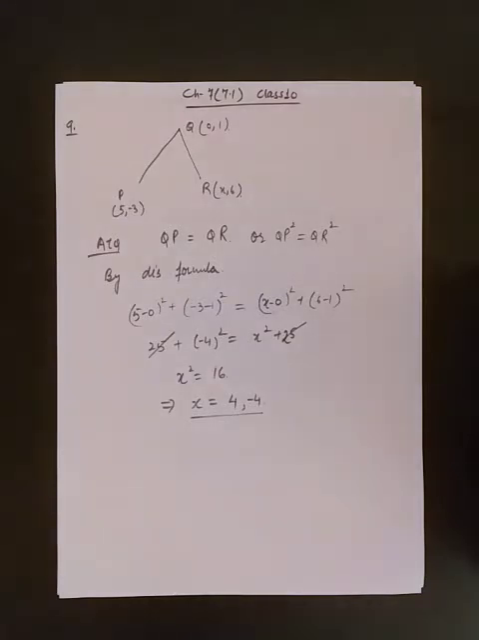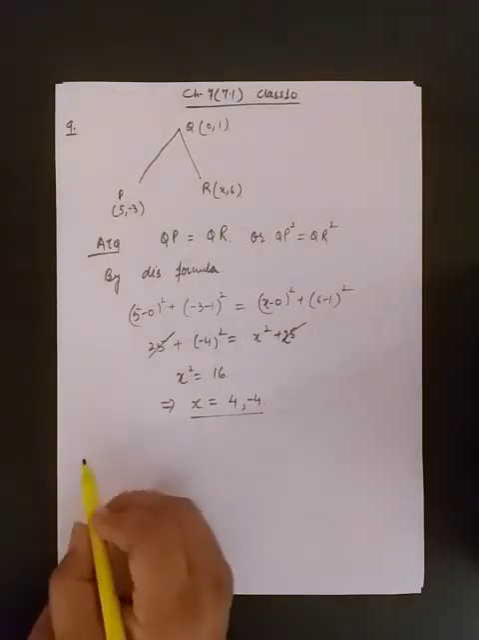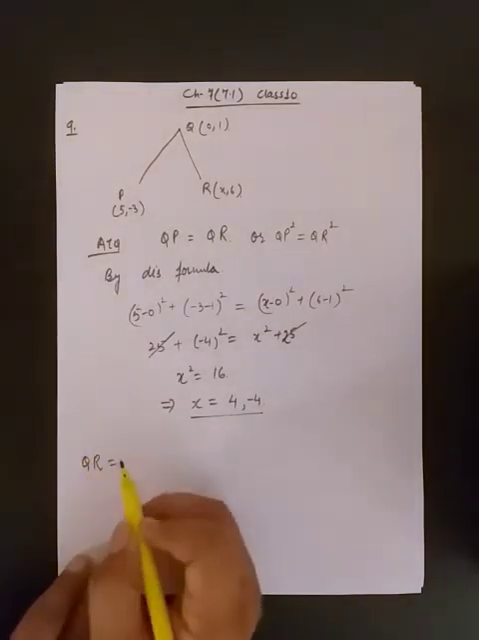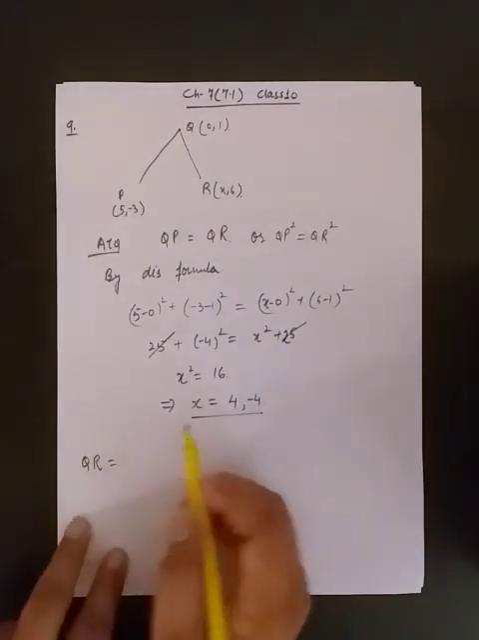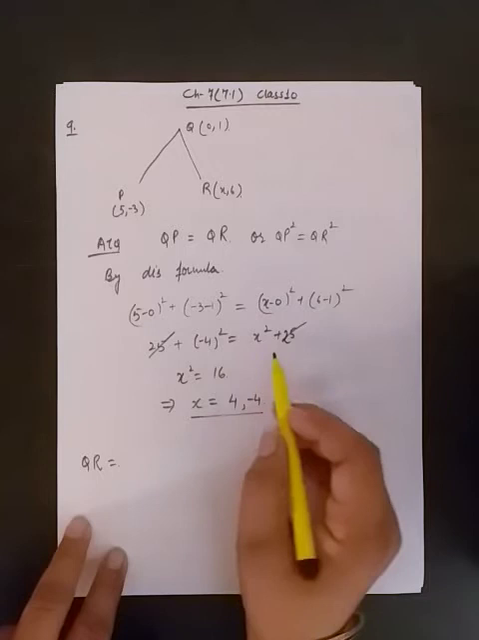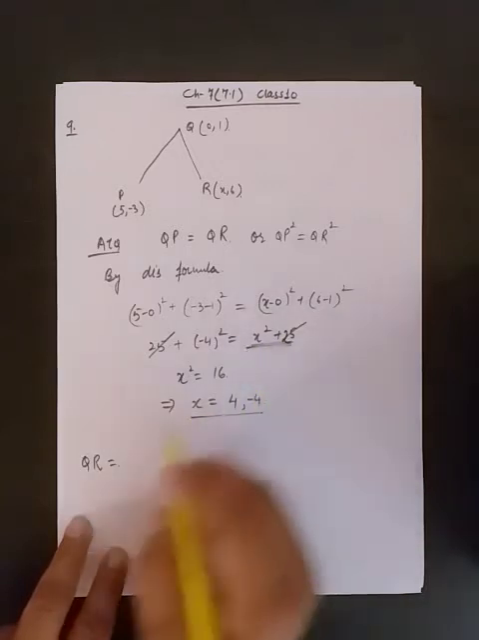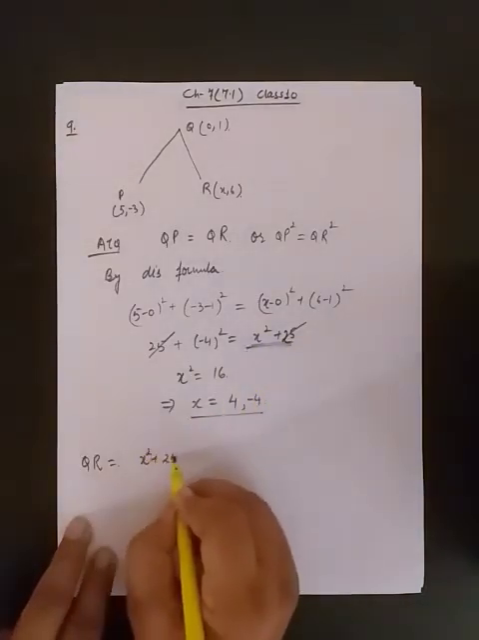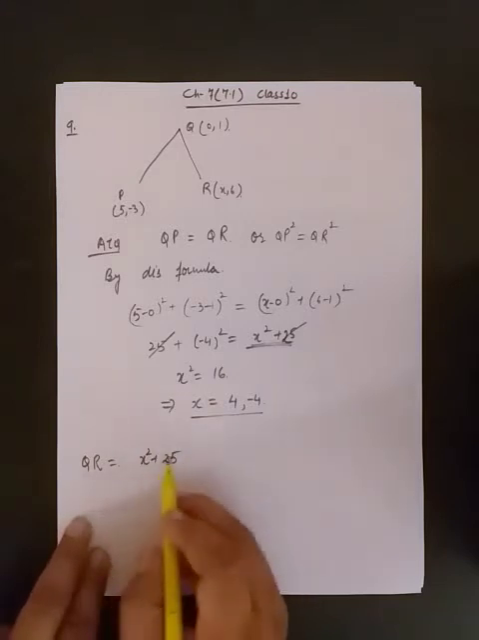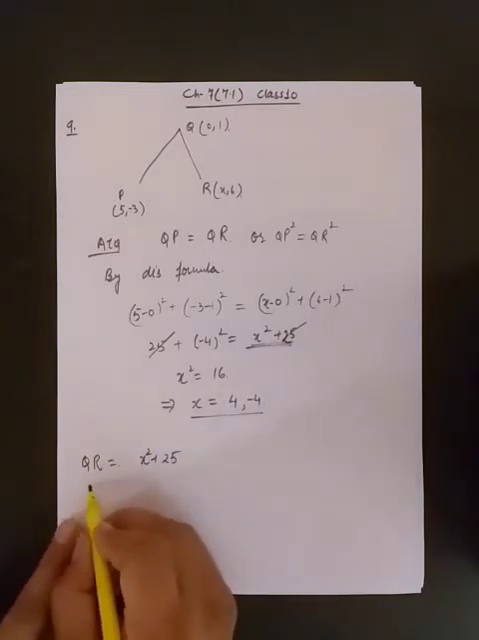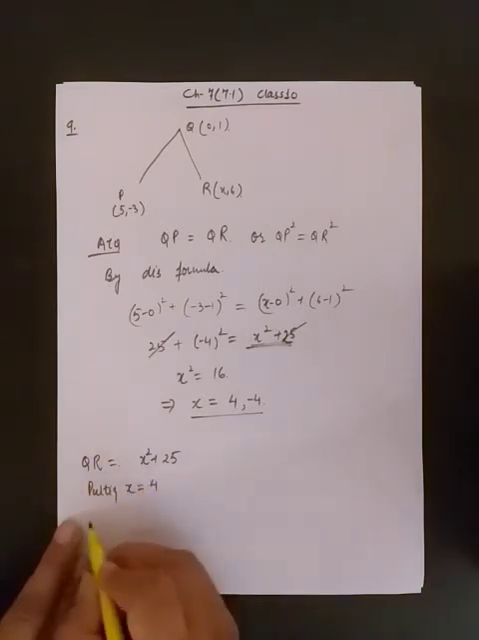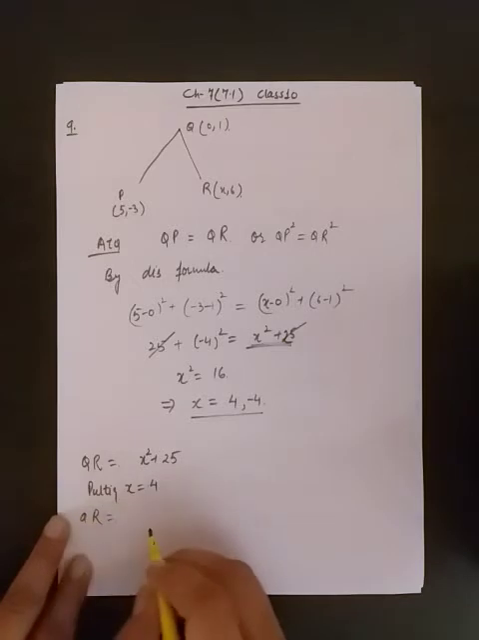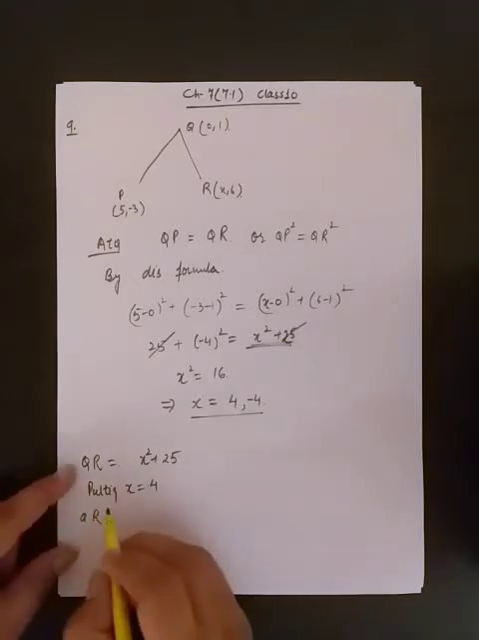Now we have to find the distances QR and PR. So therefore QR will be, now we have to take x, QR distance, we can put the values here: x square plus 25. Now x has two values. So therefore putting x is equal to 4, we get QR square, it will be the square of QR.